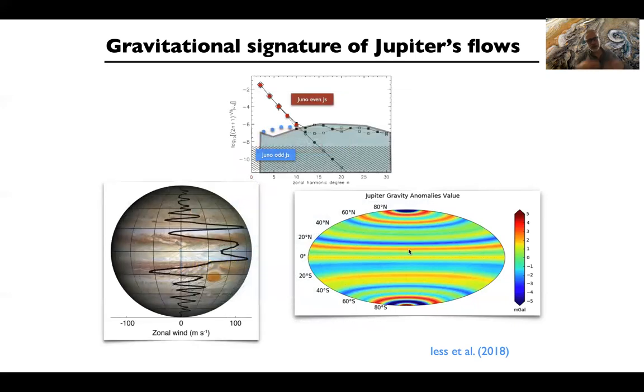So because Jupiter is a fluid planet, the only way really to explain that is to involve these zonal flows and invoke that they involve enough mass so that you have a gravitational signature that's large enough. And this is because Jupiter's zonal winds are also asymmetric.